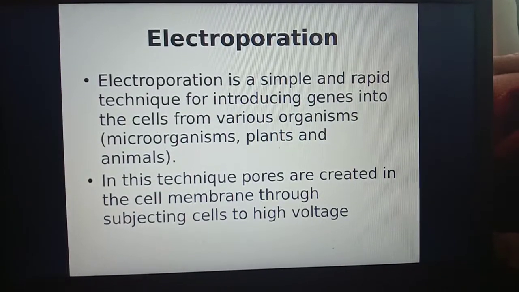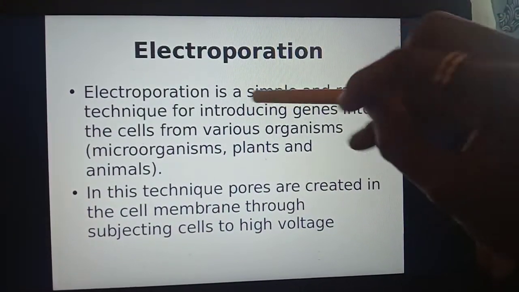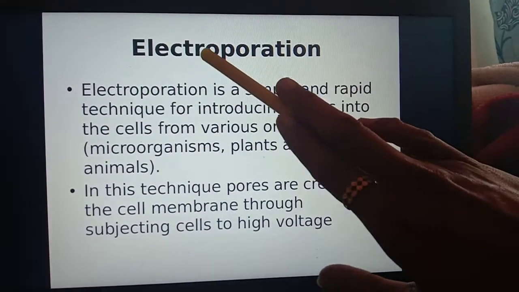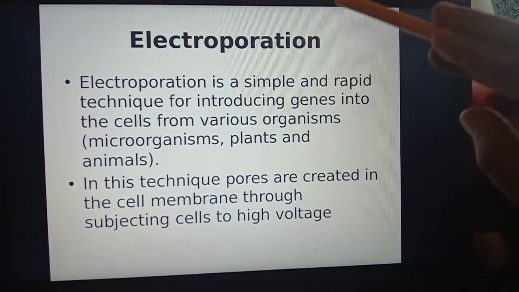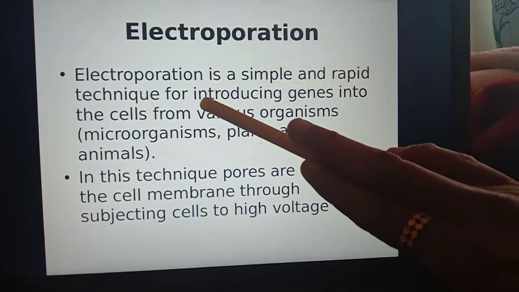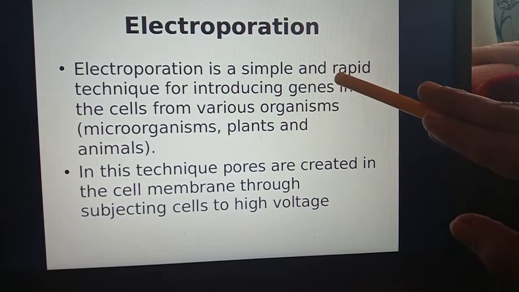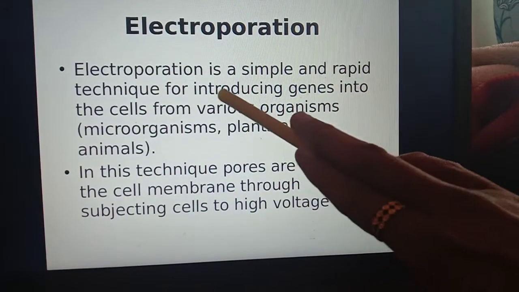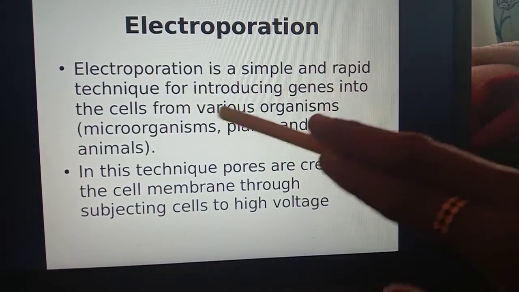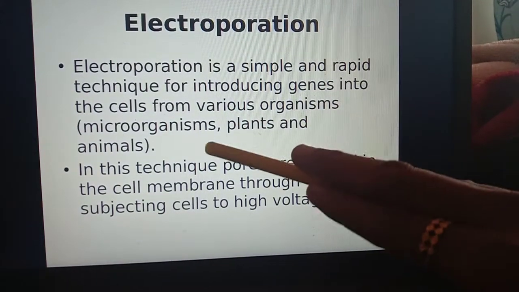About the physical methods of gene transfer. The first important physical method of gene transfer is electroporation. Electroporation is a simple and rapid technique for introducing genes into the cells from various organisms.